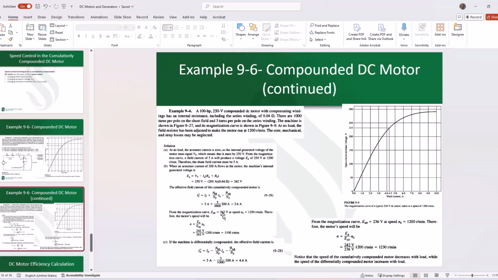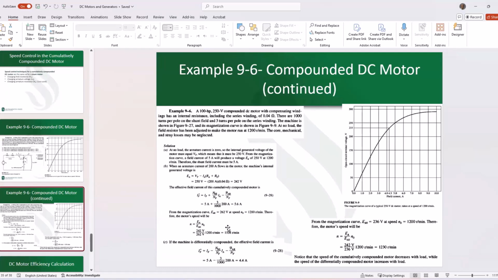which gives us 262 volts at 1200 RPM. So at 1200 RPM, 262 would give us 5.6 amps. If you go to 5.6 amps and go up, you would get that 262. But this 262 happens at 1200.